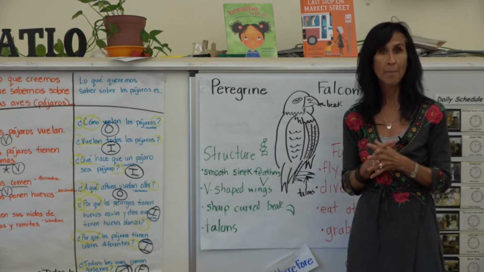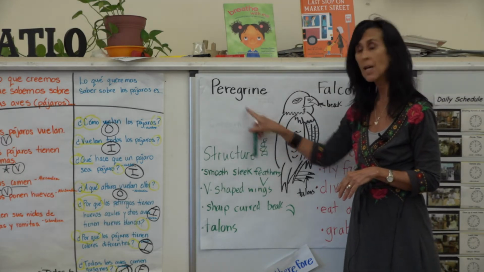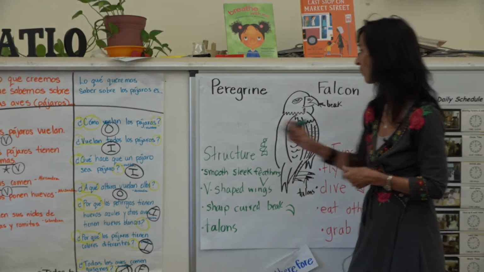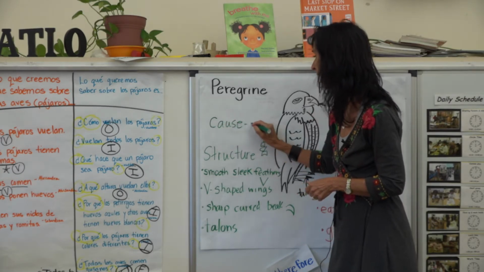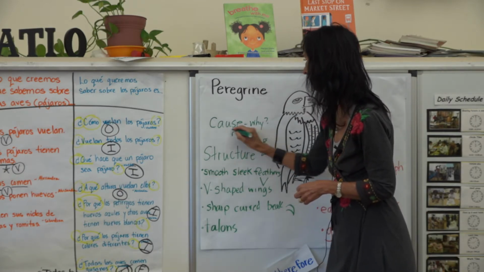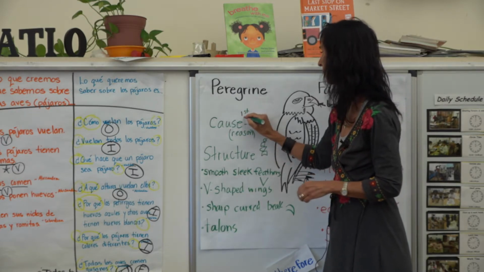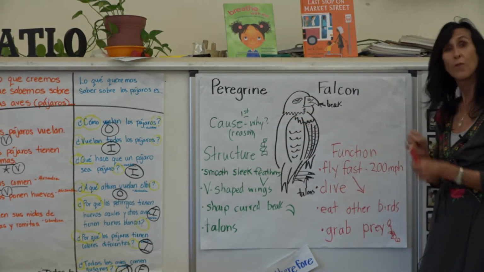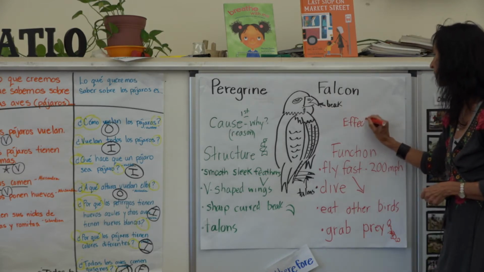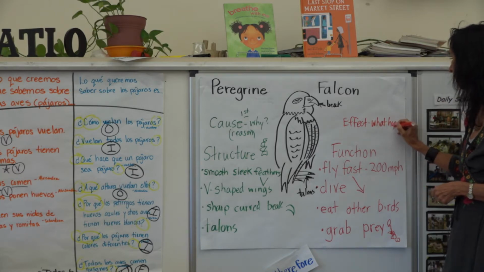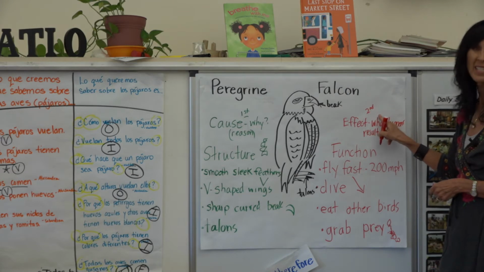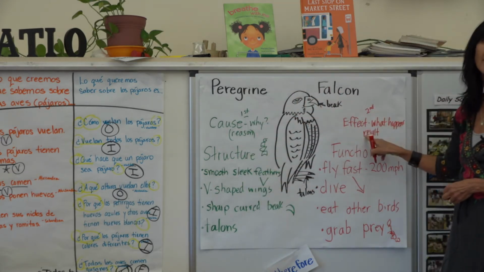Say effect, what happens. I'm going to write the word cause here in green because the structure of the peregrine falcon is the reason or the why that results in the function. Here's the word cause, and I'm going to write the why, or the reason that something happens. And this comes first. Over here, for the function, the job, this is the effect, or the result, or what happens. This happens second. So we always have the cause and then the effect.